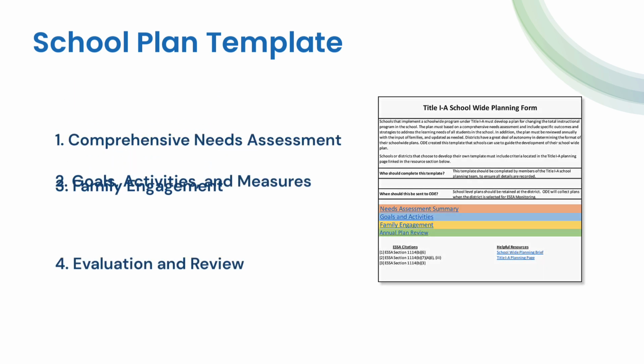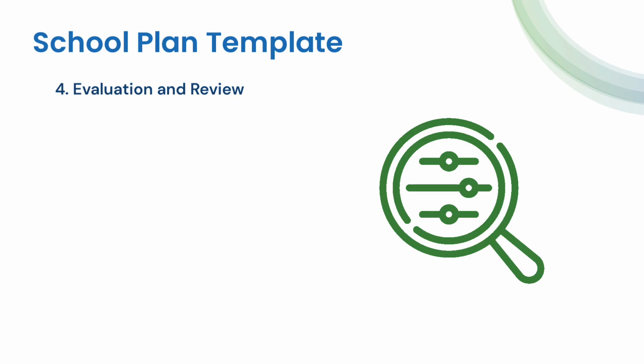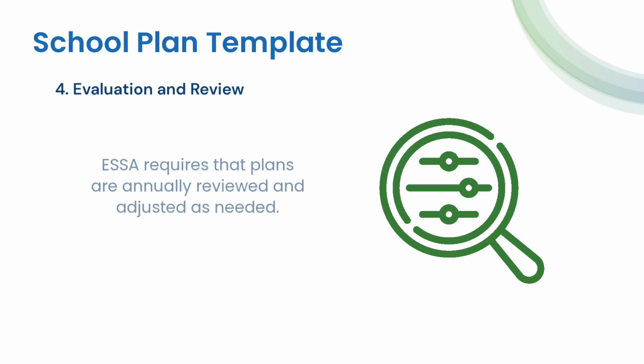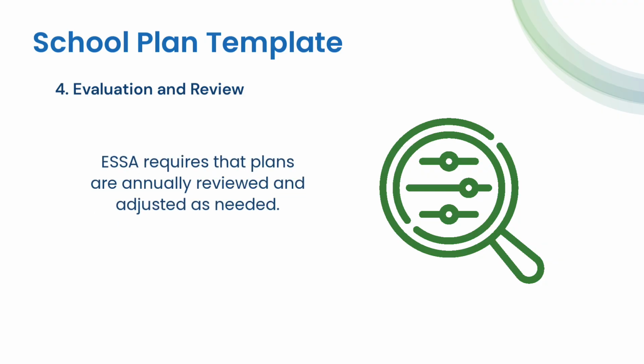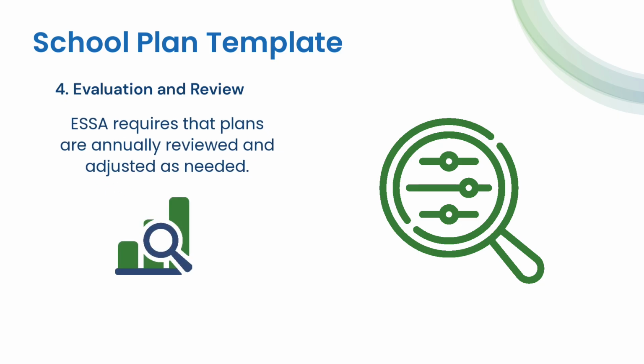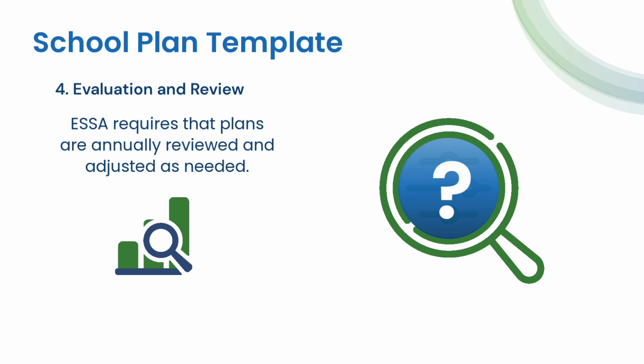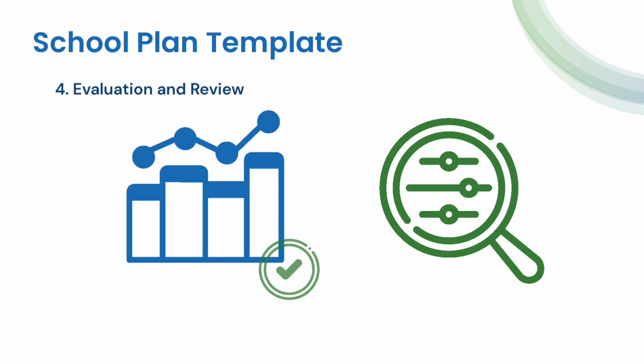The last section in the template addresses plan evaluation and review. We often have a clear plan for implementation, but not necessarily for evaluation. ESSA requires that plans are annually reviewed and adjusted as needed. This means looking at the data identified to measure progress during the planning process to determine whether adjustments need to be made to meet our goals or strategies. It's important to know how you will monitor and measure their progress before you begin implementing your plan, so that you are collecting the correct data along the way.